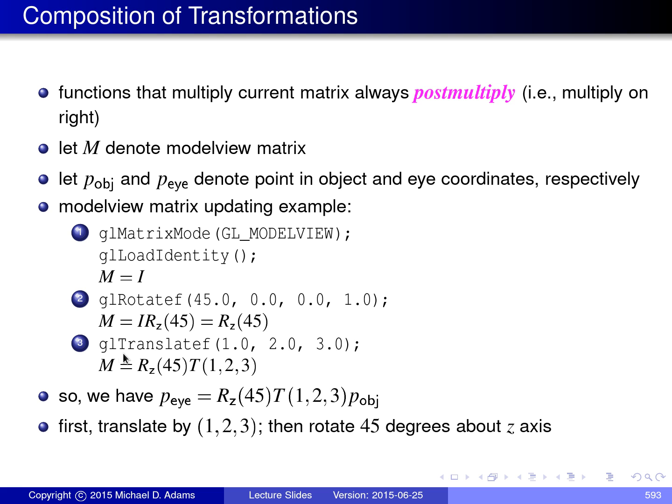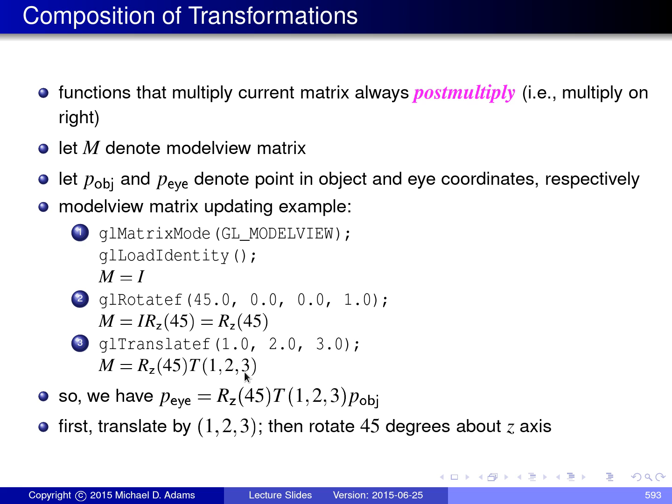Now next, suppose that we call glTranslatef to apply a translation. We're going to translate by the vector (1, 2, 3). This is going to multiply the current model view matrix, which is R_z(45), this rotation matrix here, on the right by the translation matrix T(1, 2, 3).